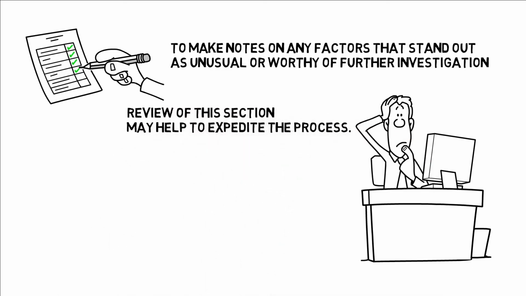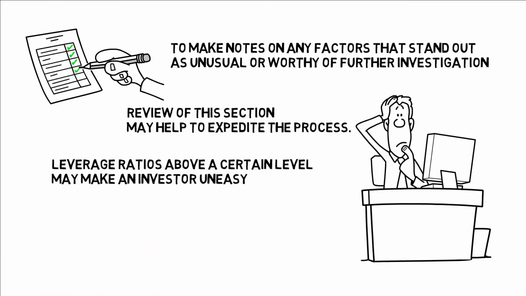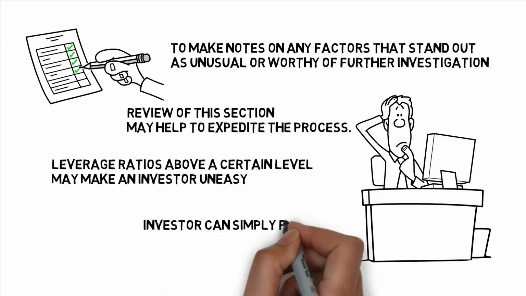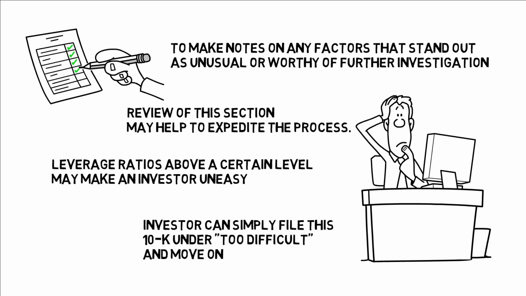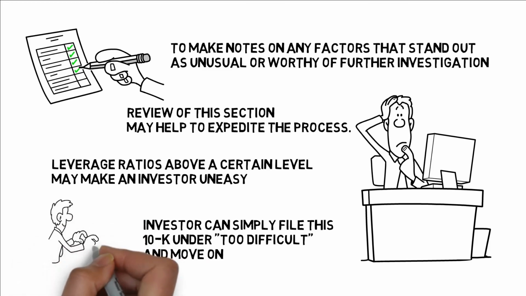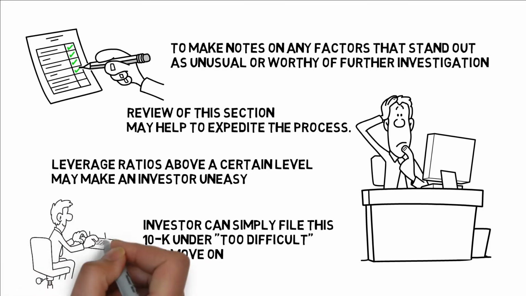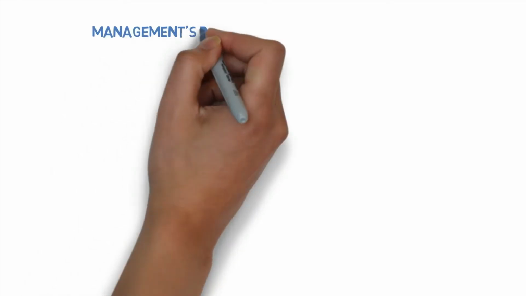For example, regardless of other aspects of the business, leverage ratios above a certain level may make an investor uneasy. If that's the case, the investor can simply file this 10-K under too difficult and move on. To effectively short-circuit the process by filtering for unacceptable attributes, the selected financial data section should arguably be read even before the business summary. Management's discussion and analysis, MD&A.